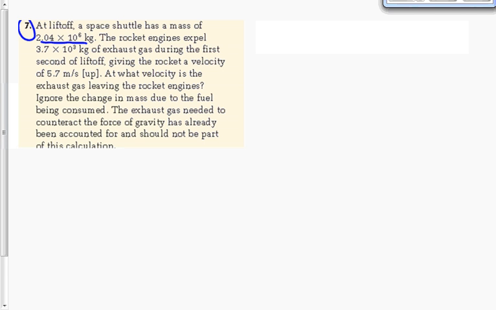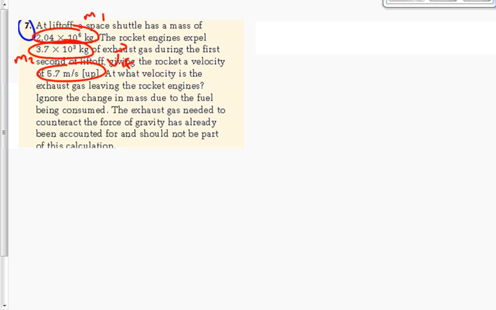All right, let's circle some givens here. We have m1 and m2. m1 is going to be the mass of the shuttle. m2 is going to be the mass of the gas. The shuttle goes off with a velocity of 5.7. We're going to call that v1i. Sorry, v1f. What's v1i?